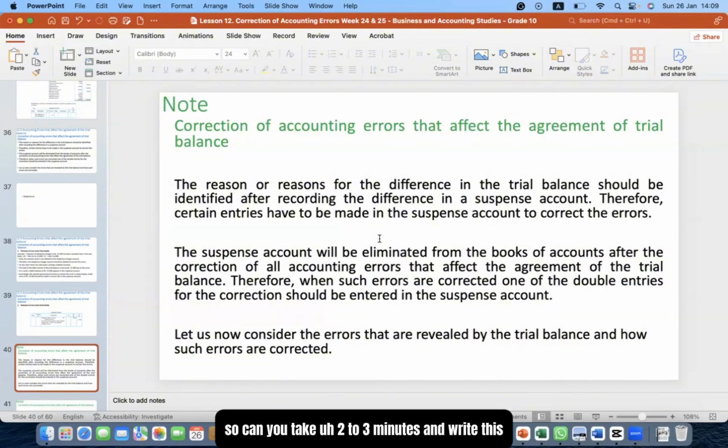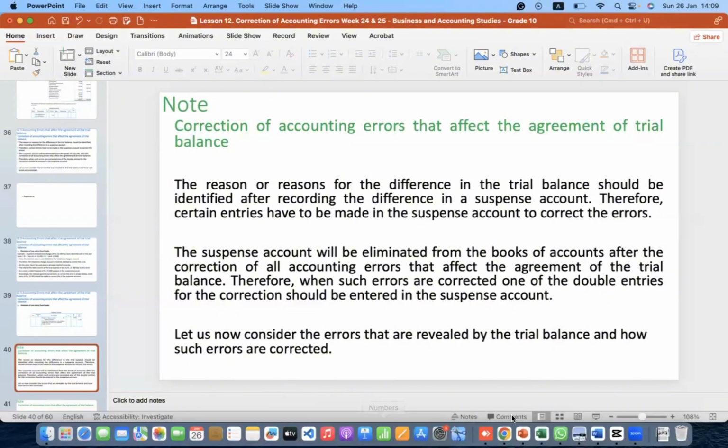So can you take 2 to 3 minutes and write this? Write it quickly as we are running out of time. Now it is 2:10. By 2:13, please complete it. Please write it quickly.